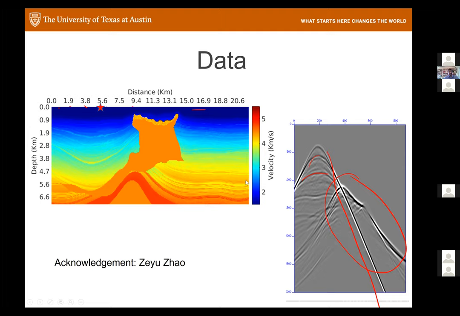So the takeaway message from this is that this is a subsurface model, which is unknown. We really don't know what this looks like, but we are given gathers like this. This is just an example of one shot gather. We can place this shot anywhere along the surface, and then we can collect all of these data sets. Then we are supposed to back out information on the subsurface, which looks like this. And this could be different in different places in the world.